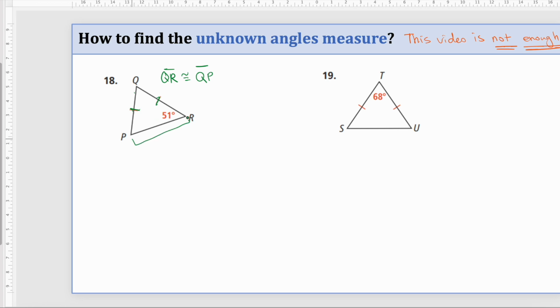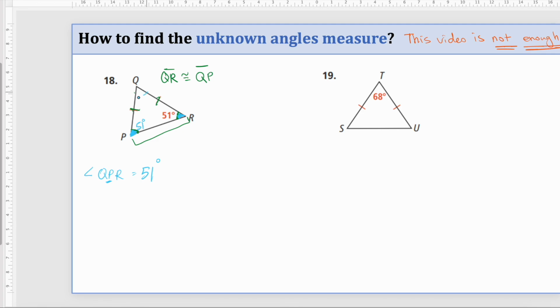On the different side, which we call the base, the two angles at the base are supposed to be equal. That's very helpful information, because now I know that angle QPR, from Q to P to R, is the same value as angle QRP, this one. So they are the same value. If that one is 51, this is supposed to be also 51. Okay, I found one missing angle.